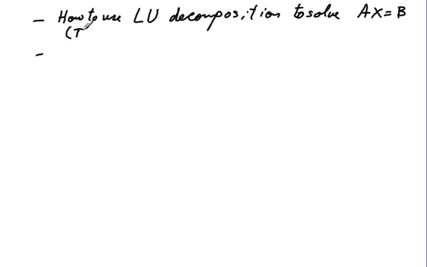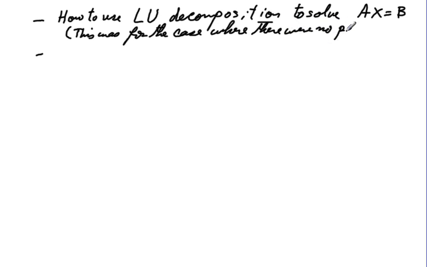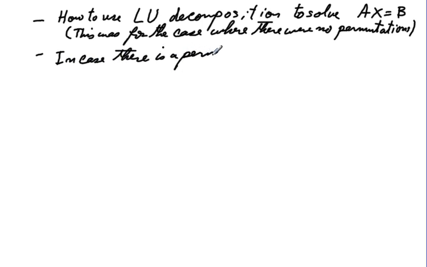So this was for the case where there were no permutations. In case there is a permutation, what happens? Well, you have to exchange some rows.